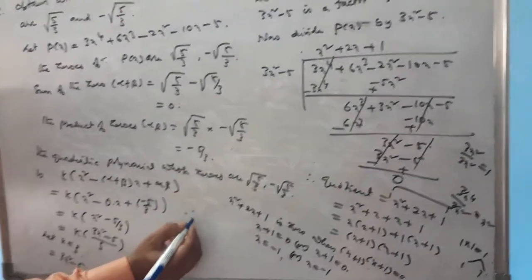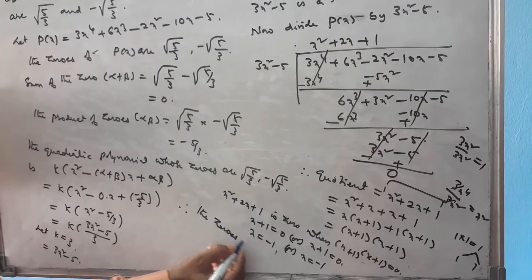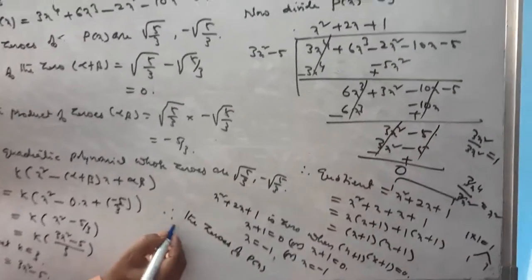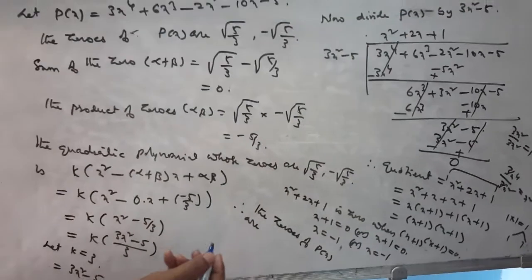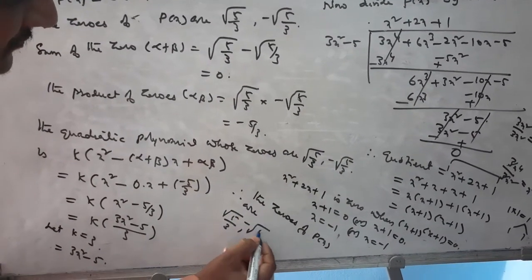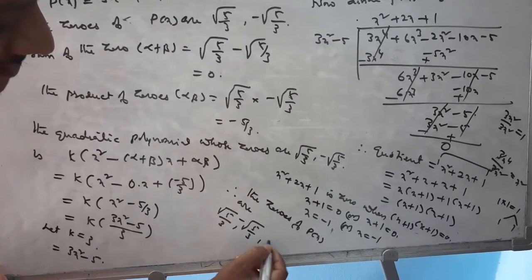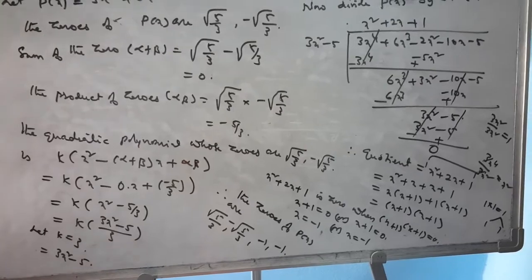Therefore the zeros of p of x are root 5 by 3 comma minus root 5 by 3, minus 1 comma minus 1.